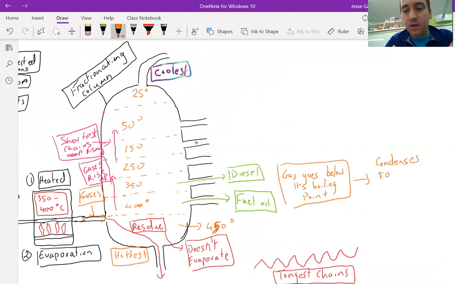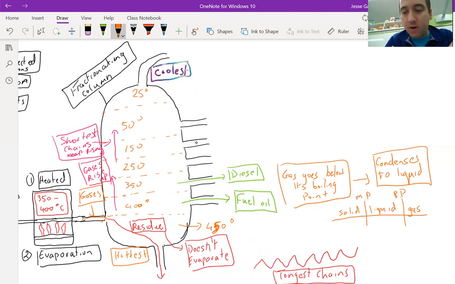Condenses to liquid. And in video 7, we looked at using a number line, like this: solid, liquid, gas. We had MP for melting point and BP for boiling point.